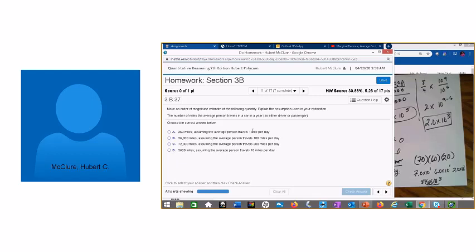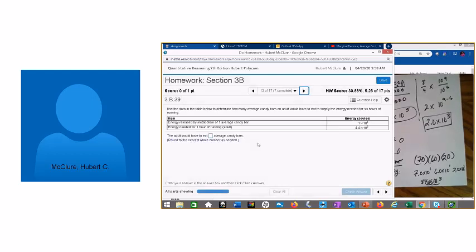As I say, they're doing the same thing here. You're going to have to basically type in each one of those. Not type them, but you have to do scientific notation and unit conversions. Use the table to determine how many average candy bars an adult would have to eat to supply the energy for 6 hours of running.